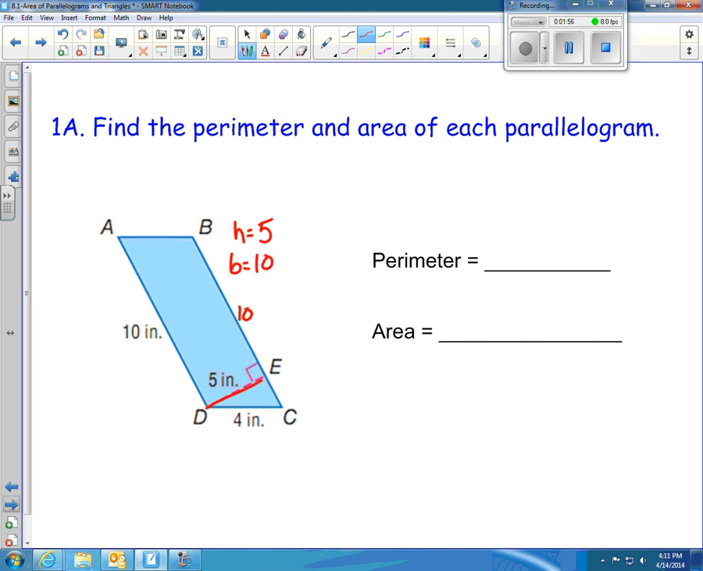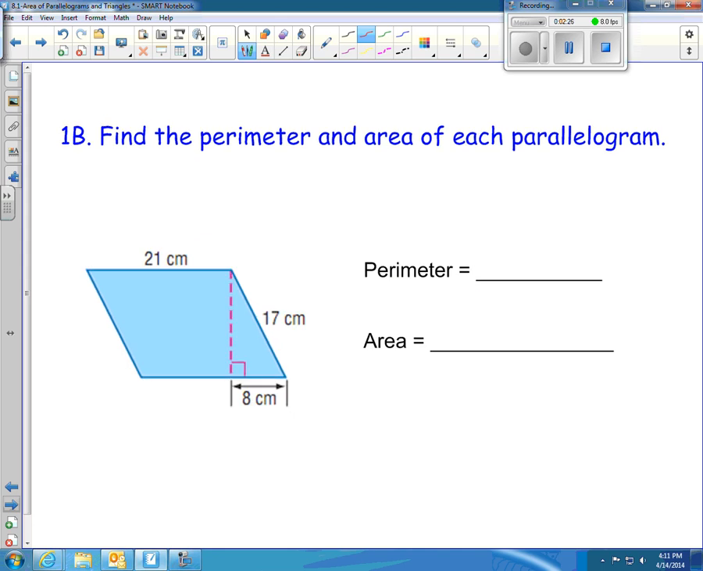Okay, so let's start off with our perimeter. So we're just going to add up all the sides. So I have 2 sides that are worth 10 and 2 sides that are worth 4. And so that gives me 28 inches. Don't forget our labels. They're going to be really important again. Our area is our base times height. So 5 times 10. So we get an area of 50 inches. And don't forget, area is squared. So that wasn't too bad for that one.